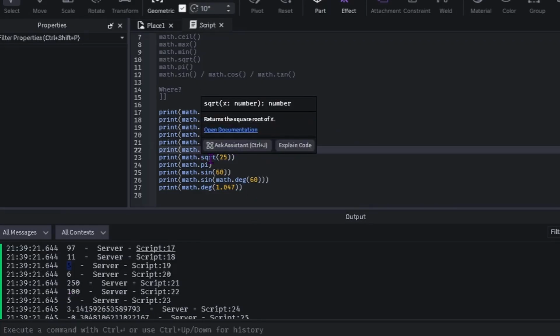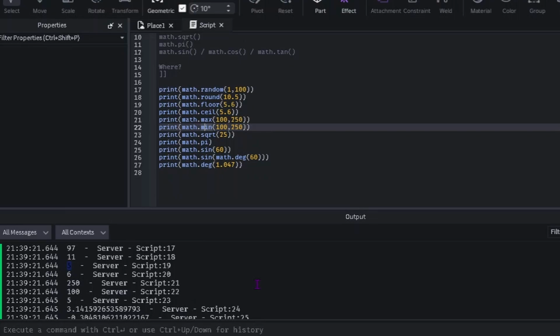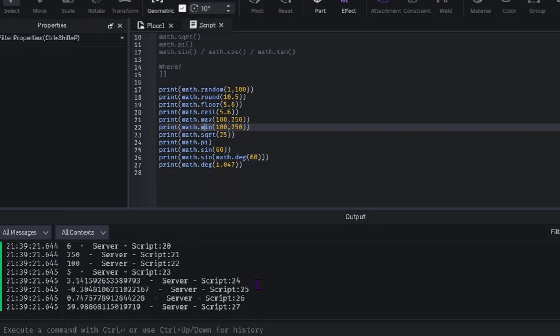Math.sqrt, sqrt stands for square root. It's a short form. So the square root of 25 is 5. That's why it gives 5. And math.pi is basically the value of pi, 3.14, etc.